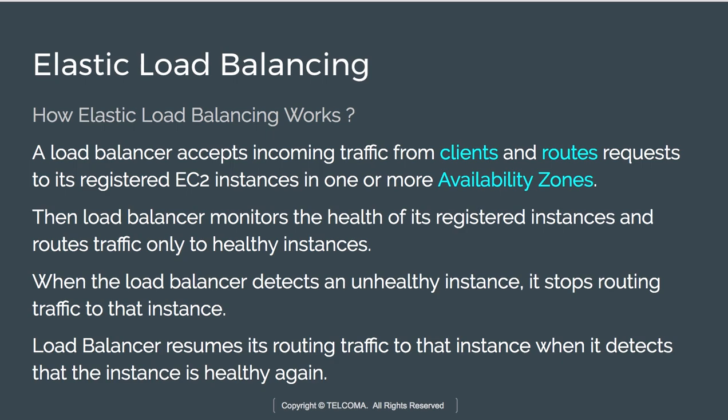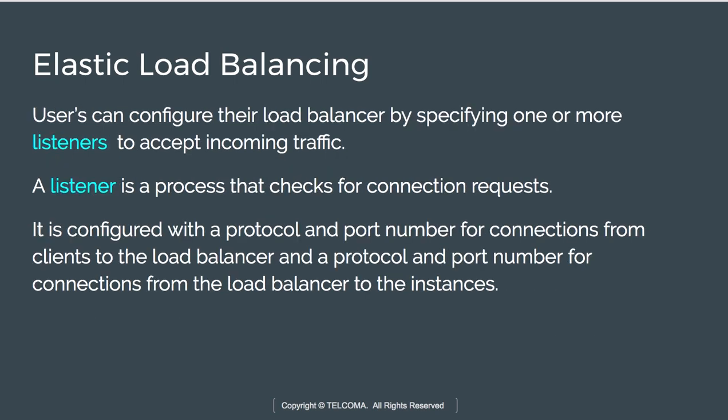So let's discuss how it works. Basically, a load balancer accepts incoming traffic from the clients, and then it routes traffic to the registered EC2 instances across multiple availability zones. Then the load balancer checks the health of the registered instances and routes traffic to only the healthy instances. When it detects an unhealthy one, it stops routing traffic to that instance. The load balancer resumes routing traffic when it detects the instance is healthy again.